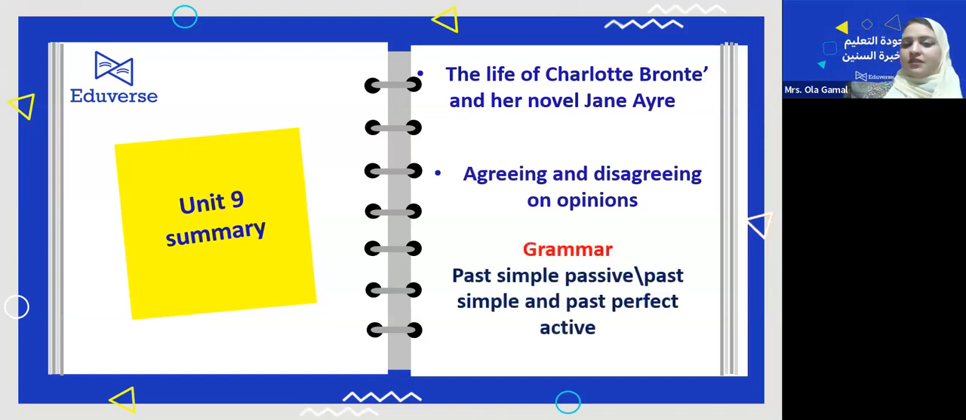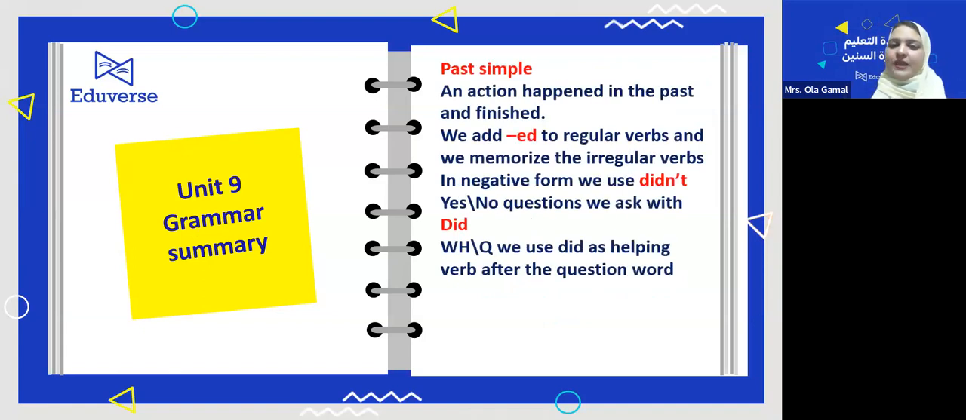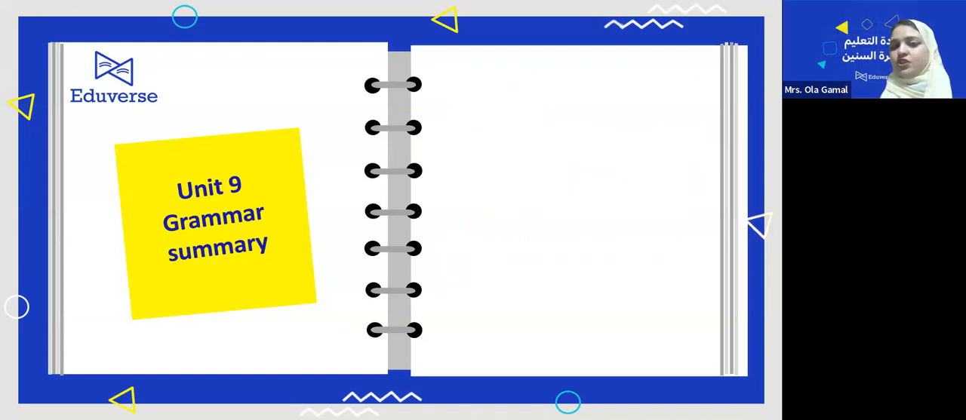The grammar for this unit is the past simple passive and the past simple and past perfect active. Let's move on to the grammar brief. The past simple, as we know, is an action which happened in the past, totally finished. We add ed to the verbs, but we have to memorize the irregular forms of the irregular verbs. In yes/no questions, we ask with did, and in the negative, we use didn't. This is easy and you took it a lot, and we know it. For the WH questions, we use did as a helping verb after the question word.